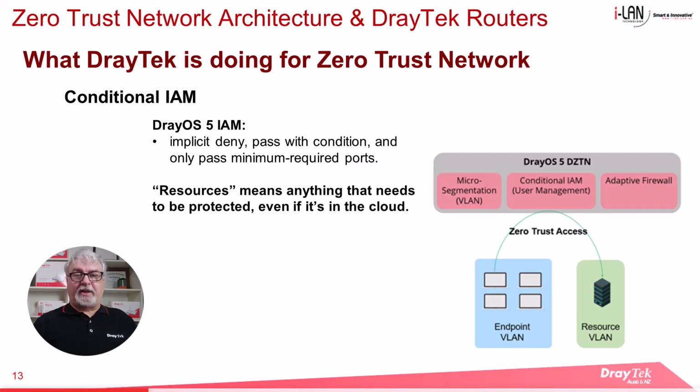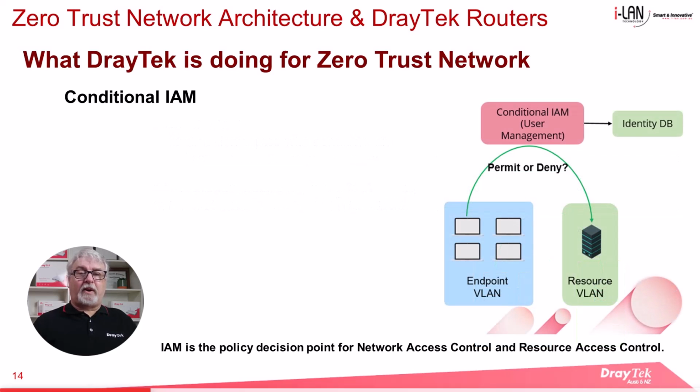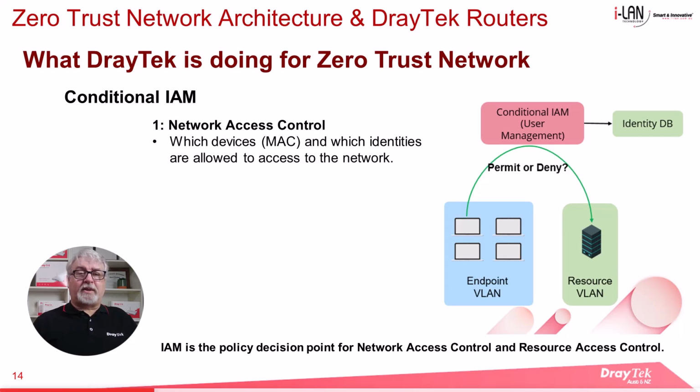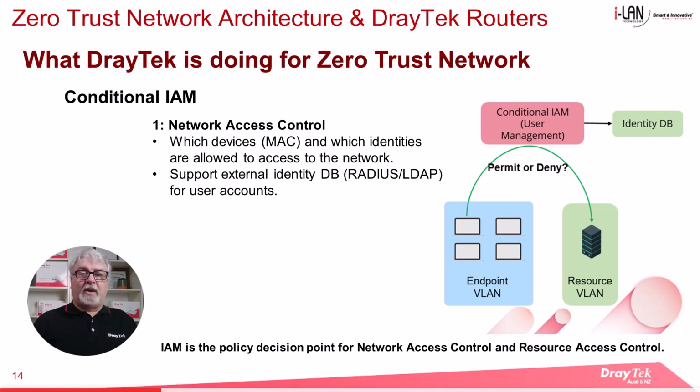Resources means anything that needs to be protected, even if it's in the cloud. Hence, Identity Access Management, IAM, is the policy decision point for network access control and resource access control. For network access control, IAM will check devices using MAC addresses, for example, and decide whether to give them access to the network. It will also support an identity check using databases such as Radius or LDAP for user account authentication. Also planned is support for Microsoft Office databases for more seamless integration within a Teams or Office account.